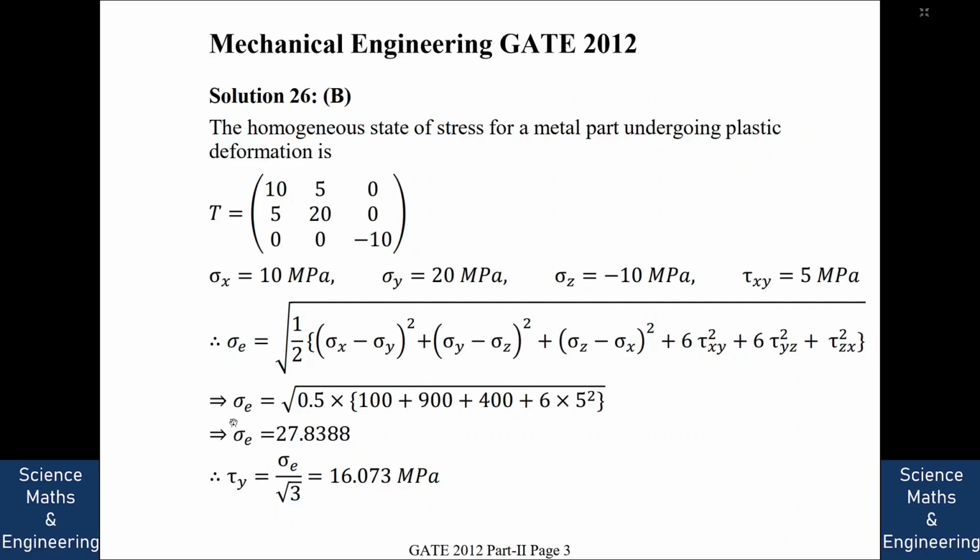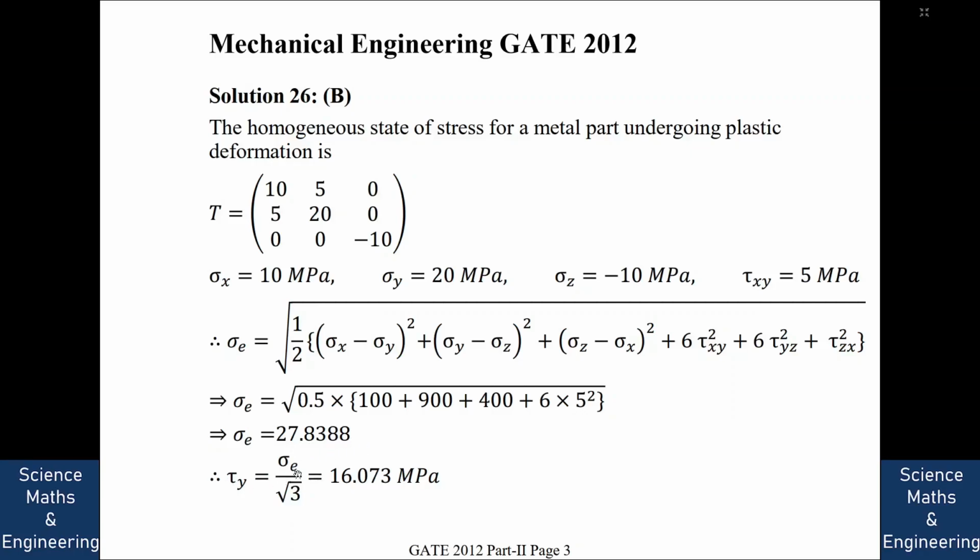So from here we get sigma e is root over 0.5 into sigma x minus sigma y, that is 10 minus 20, so it is minus 10 square, so 100. Then sigma y minus sigma z, so 20 minus minus 10, so plus 30, whole square is 900. And then sigma z minus sigma x, so minus 10 minus 10, so minus 20 whole square, it is 400, plus 6 into tau xy whole square, so tau xy is 5, so 6 into 5 square. So we get from here sigma e is equal to 27.8388 megapascal.